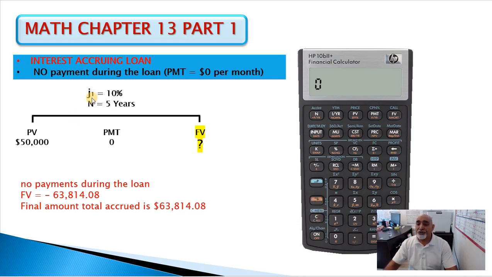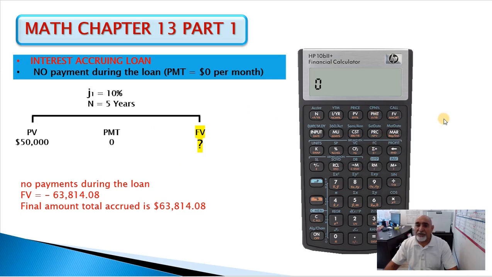So interest rate is J1, so let's put 1 for the compounding period and 10 for the interest rate. Done. N is 5 years. We have to stay in years because this says 1 compounding period per year. 5 for the years, right? This has already been done. PV, we got a loan of $50,000. We're giving them no money in this 5-year period. We're not taking any money from them and we're not giving them any money. So 0 for the payment.